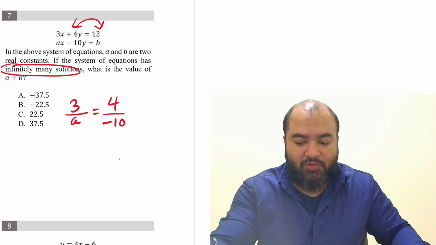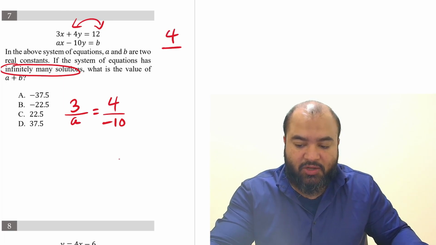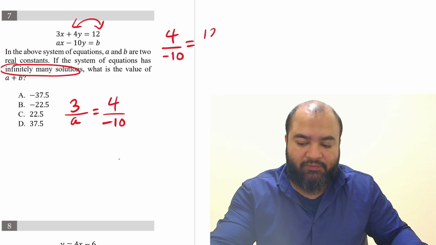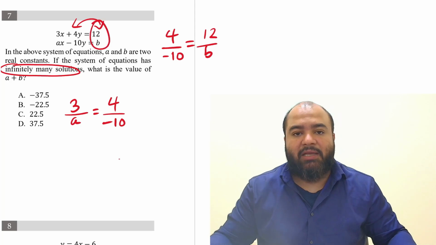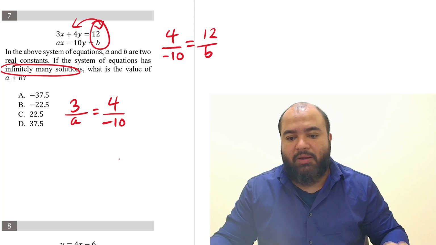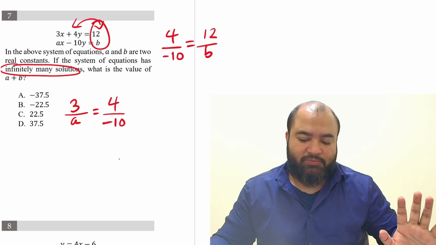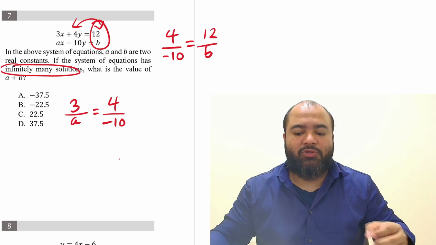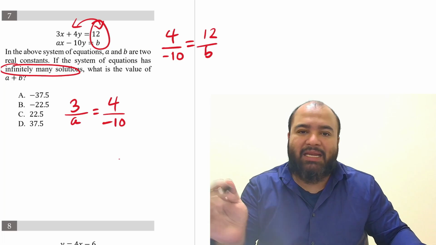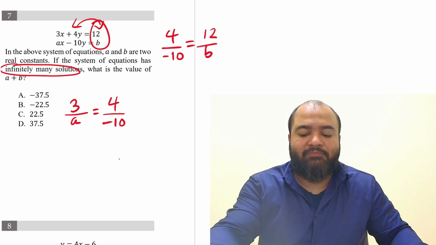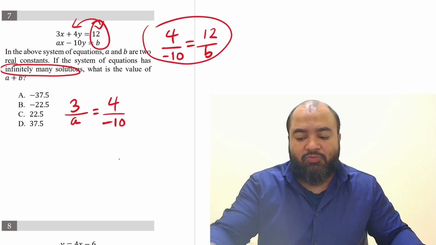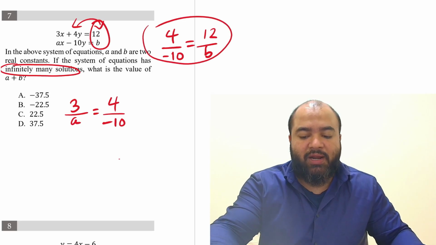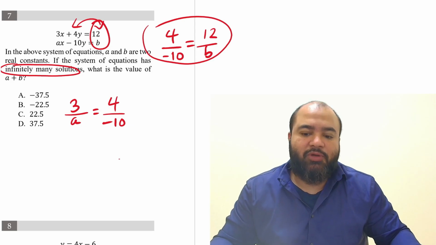For example, what is next to y here? 4 over, what is next to y here? -10 equals 12 over the b. You see this, the other side, I can use in infinitely many solutions, but I cannot use it in no solution. That's the only difference. With infinitely many solutions, you have more choices. You can make any proportion you want. You can do 3 over a equals 4 over -10. You can do 4 over -10 equals 12 over b. You can also do 3 over a equals 2 over b. So I made two different proportions.